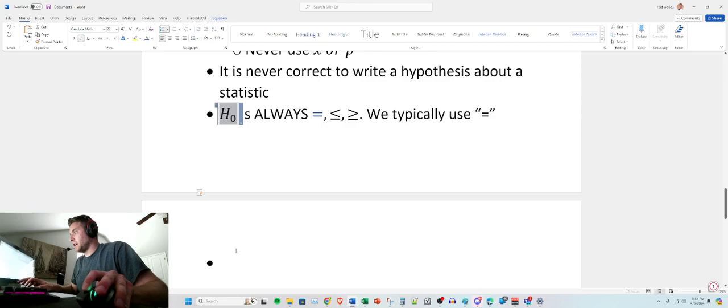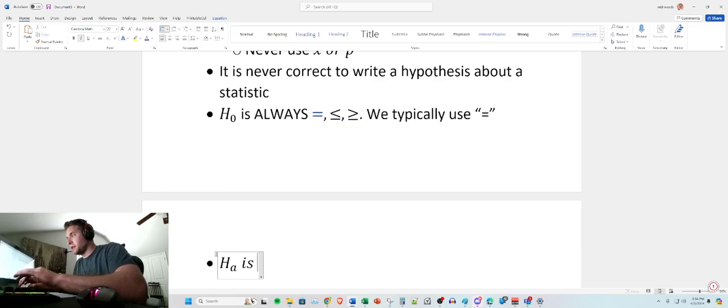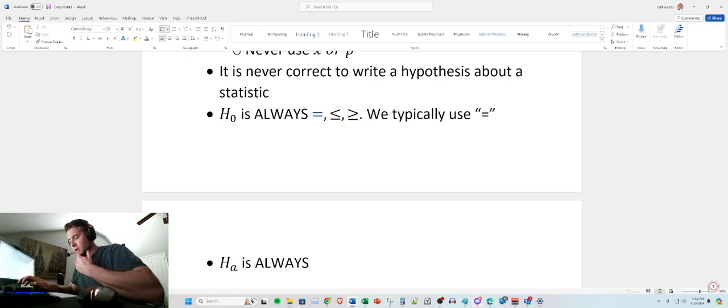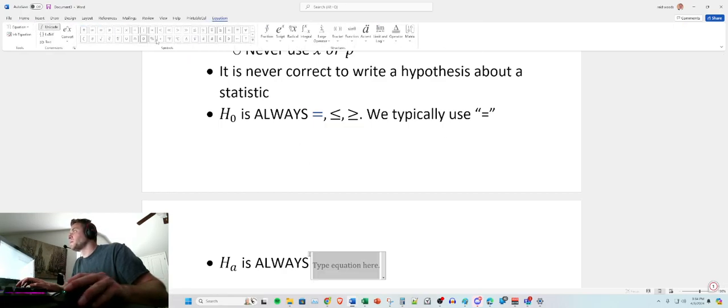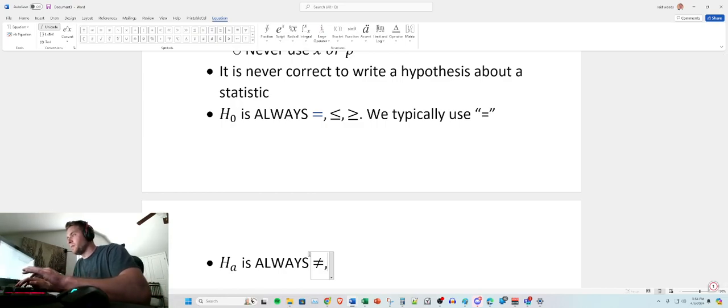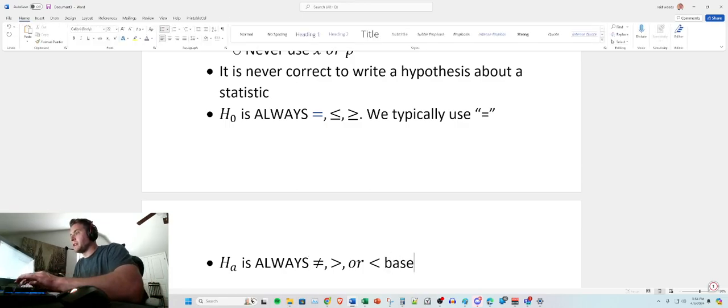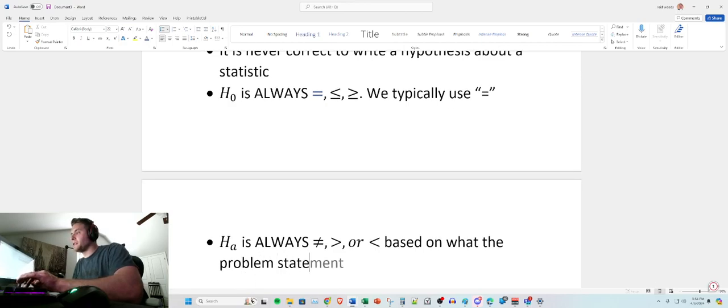Excuse me. So the alternate hypothesis is always, I better capitalize that, always, and you've got three options for this. It'll be a not equal to, a greater than, or less than, based on what the problem states.